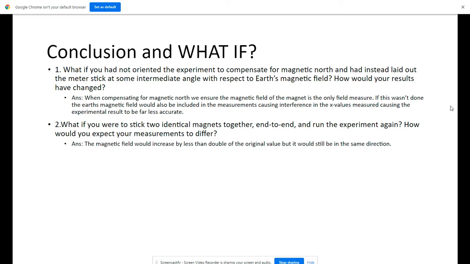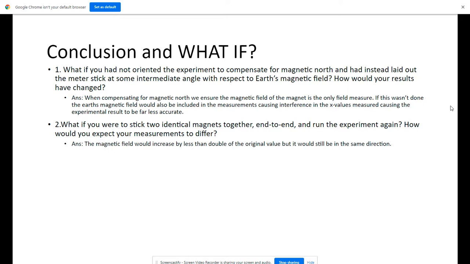Question 1. The answer. When compensating for magnetic north, we ensure the magnetic field of the magnet is the only field measured. If this wasn't done, the Earth's magnetic field would also be included in the measurements, causing interference in the x values measured, causing the experimental result to be far less accurate.